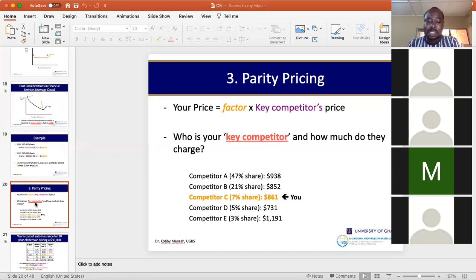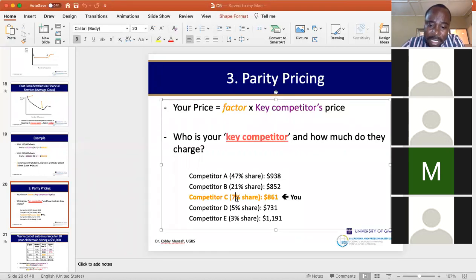And there's the methodology. So you establish that here we are, competitor C, in the market. You have 7% share, and your price is 861. That is your premium. Now, competitor A has 47% share, which makes them the leaders in the market. Competitor B has 21% share, and their price is 852. Competitor D is below us, 5% share, 731. Competitor E, 3% share, 1,191.